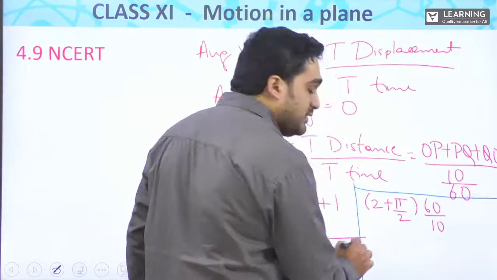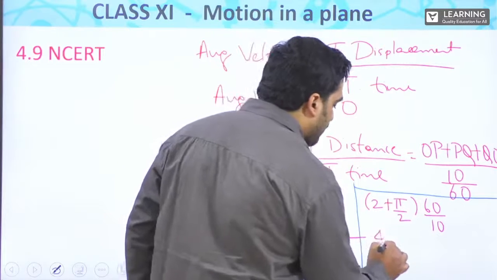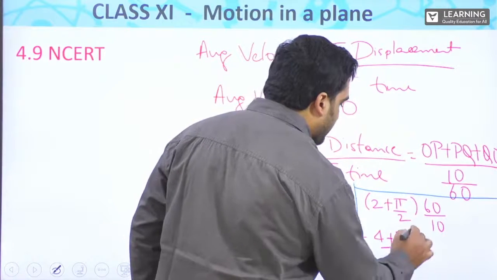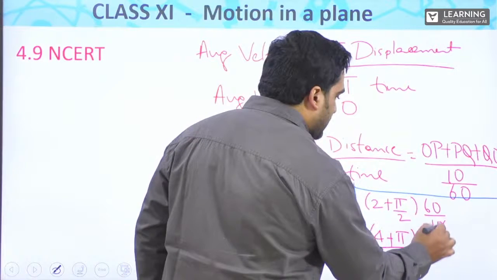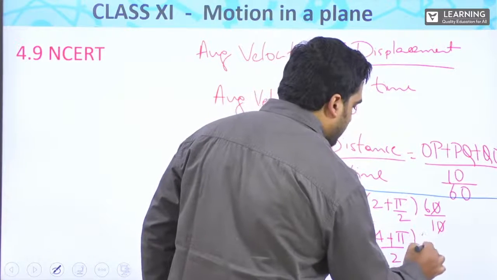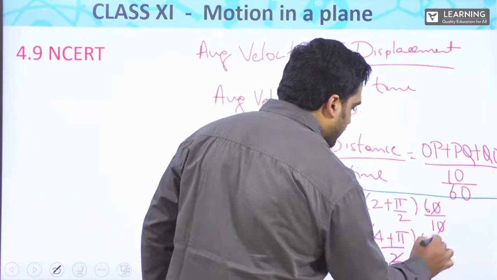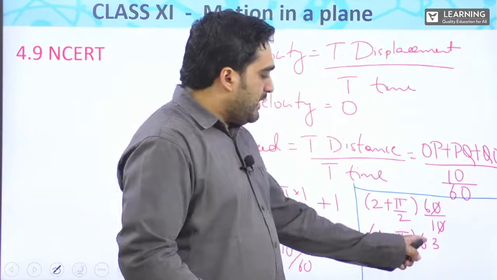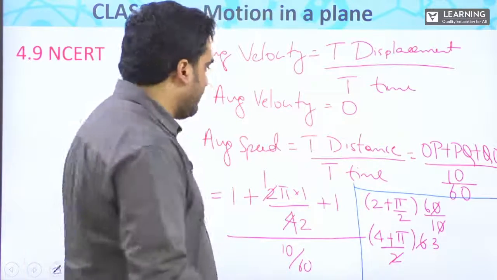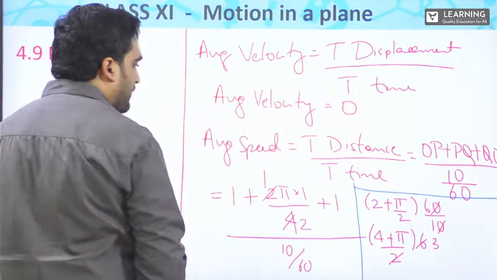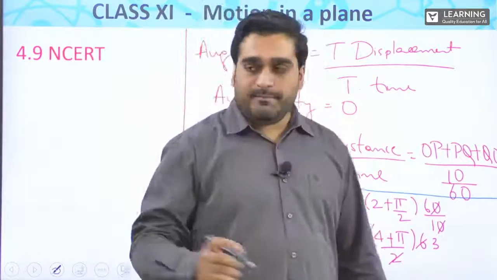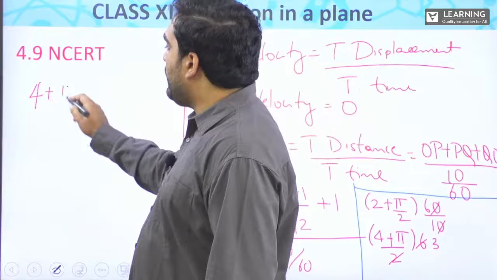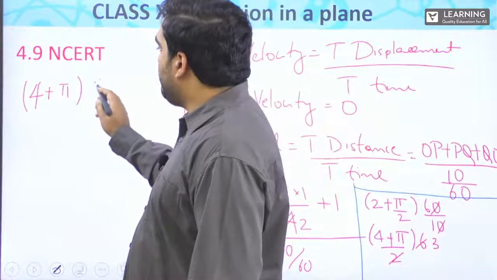LCM is 2. So 4 plus pi by 2, cancel, and then 6, 3 times. 4 plus pi times 3. So now I'm going to move it here. 4 plus pi times 3.